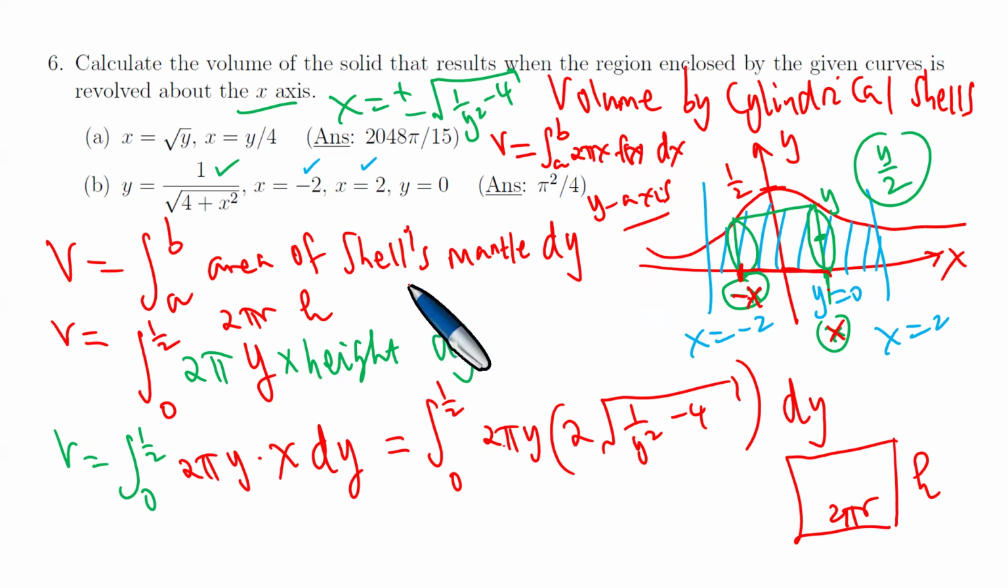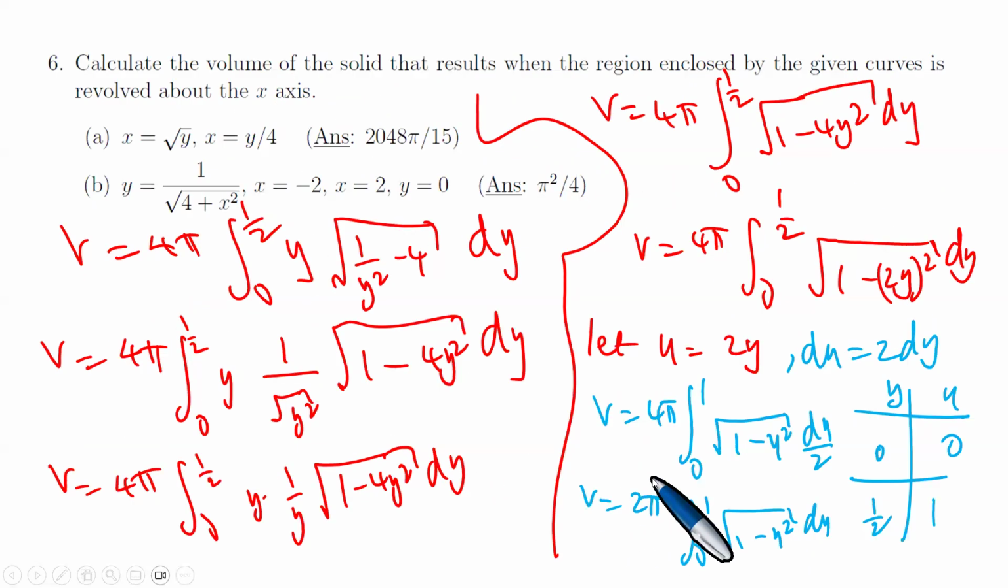Now here we change because the examiner said it's about the x-axis. So about the x-axis, you put dy, 2 pi y, and then you just put the height. What is the height? The height is going to be like an x that is on the negative x side, so it's 2x's. But x is the square root of this, so it's double of this, dy. Okay, so you have this.